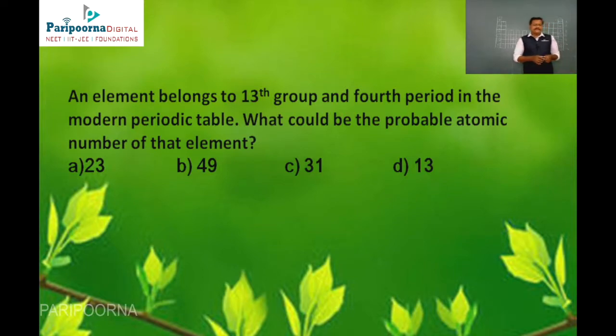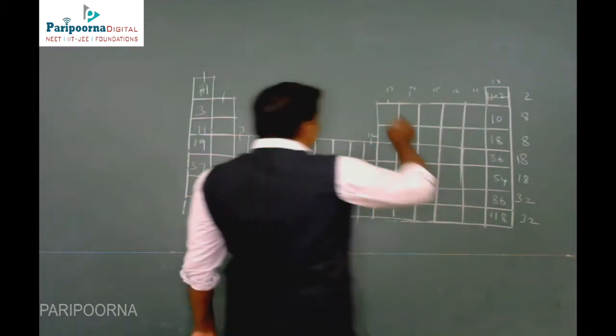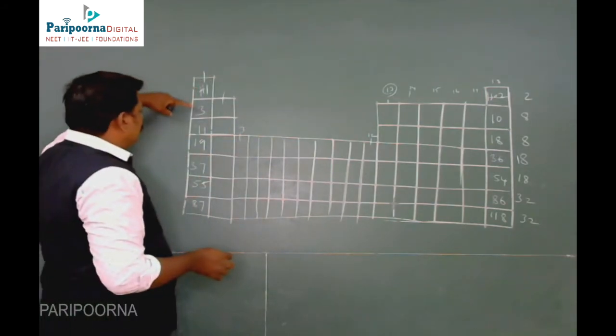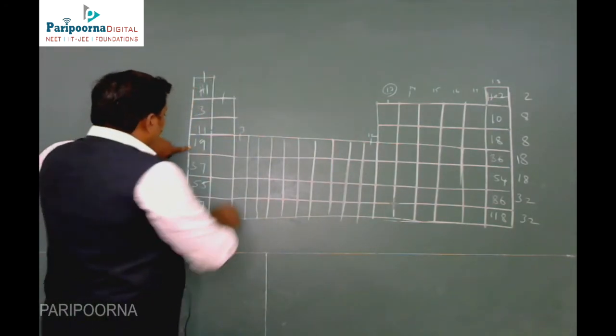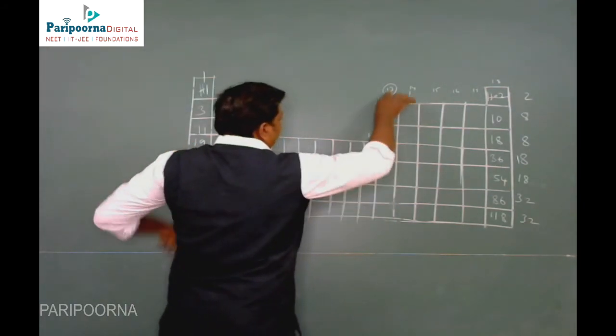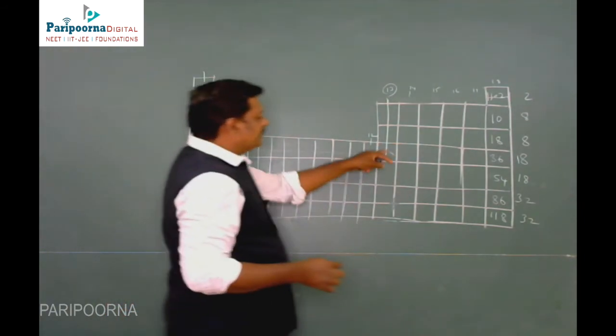Now look at the question: an element belongs to the 13th group and 4th period in the modern periodic table. What could be the probable atomic number of the element? So 13th group and the 4th period. Now look at the board. Here there will be the 13th group, 4th period. So this is first, 2, 3 and 4. So this is the 4th period. This is the 13th group. So both are connected here. So this is the position of that atom.